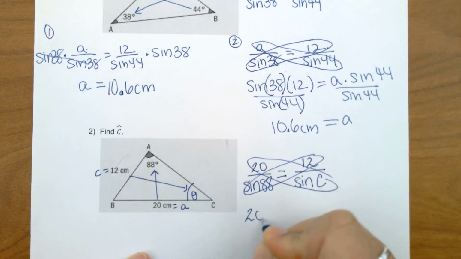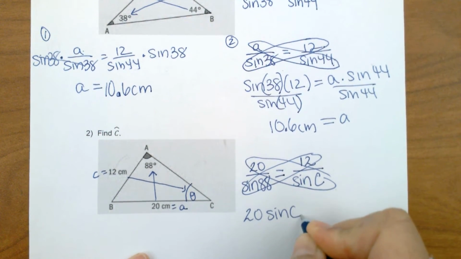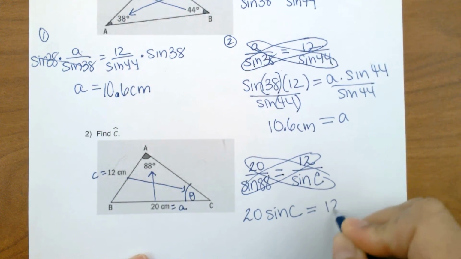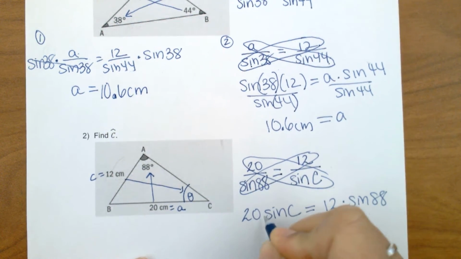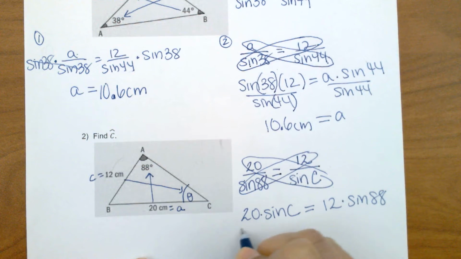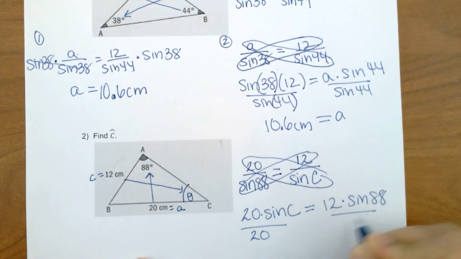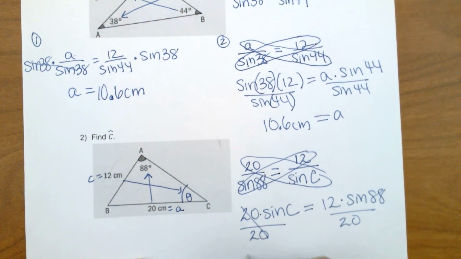So right now I'm at 20 times sine C equals 12 times sine of 88. This is linked by multiplication, so what are we going to do? We're going to divide by 20 on both sides. Sine C equals 12 times sine of 88 divided by 20.